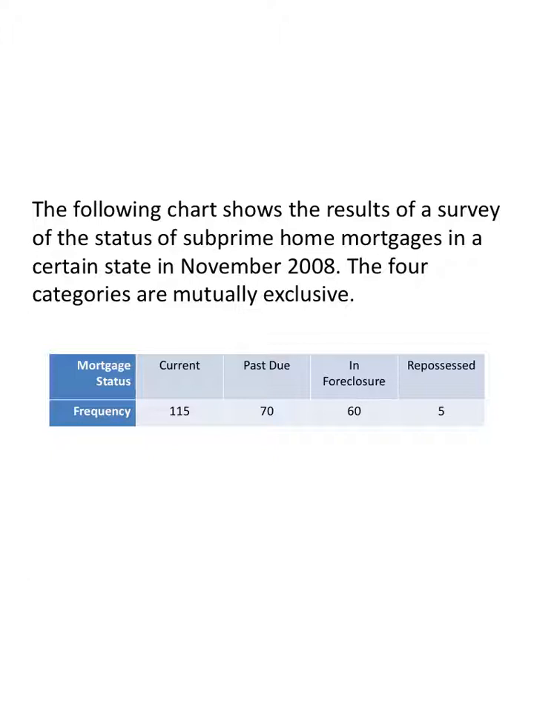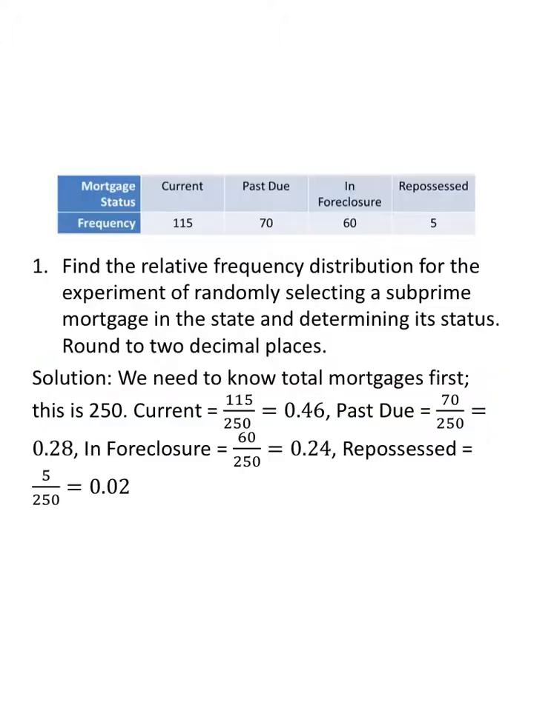Once again, I did not come up with this example. It is from Weiner and Costanoble. My apologies for stumbling on the name. Okay, so we want to find the relative frequency distribution for the experiment of randomly selecting a subprime mortgage in this state and determining its status.